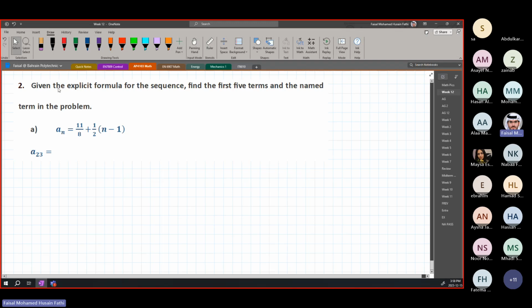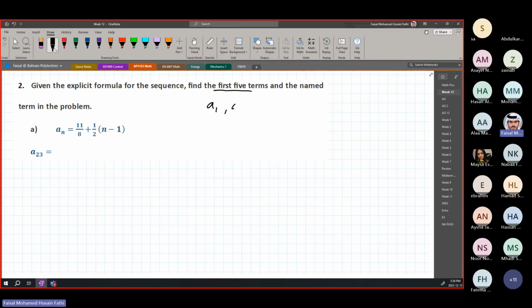So this question says, given the explicit formula an, find the first 5 terms and the named term in the problem. Here they're giving you exactly the formula an. So what does this mean? The first 5 terms means A1, A2, A3, A4, and A5.